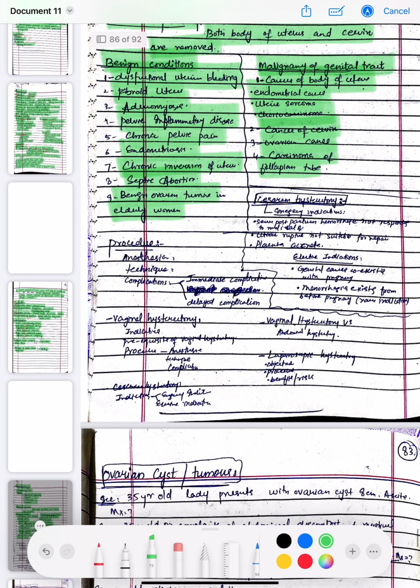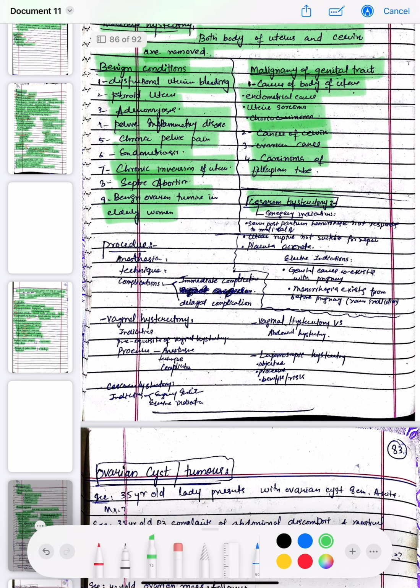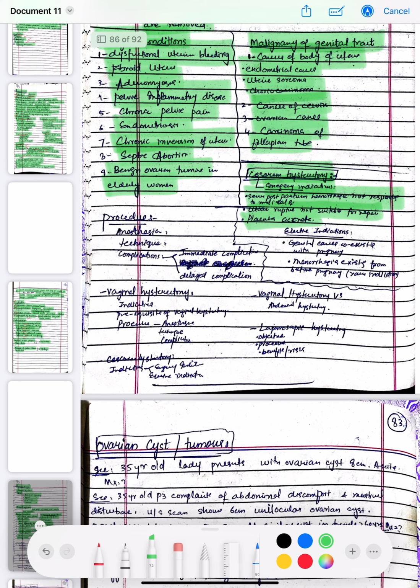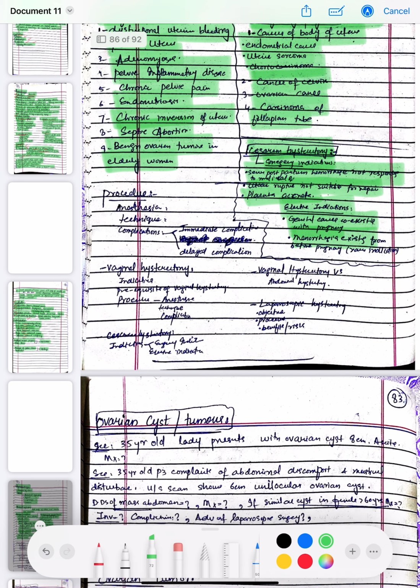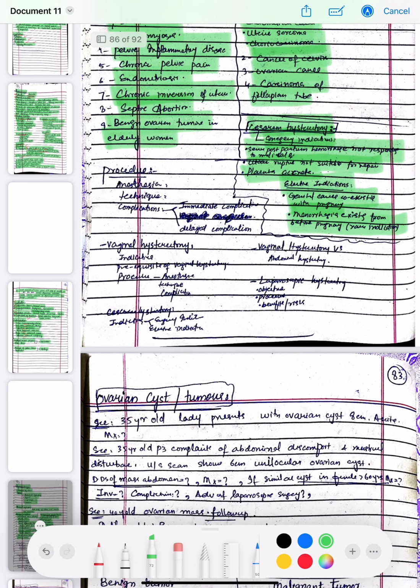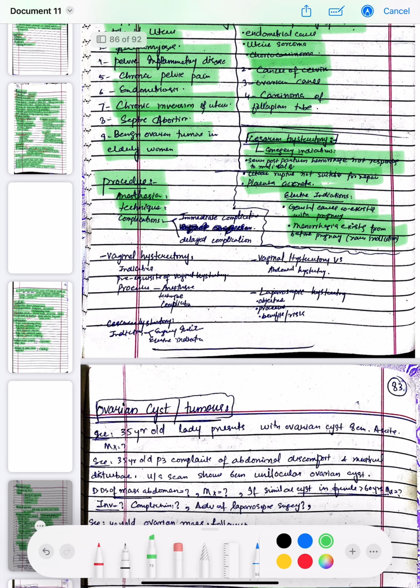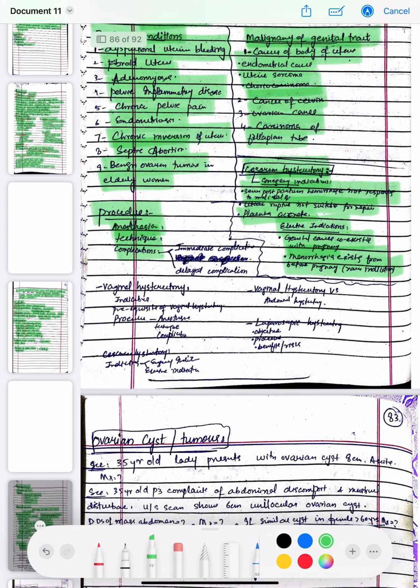Then the cesarean hysterectomy is done, and it is indicated in emergency, that is severe postpartum hemorrhage not responding to medical treatment, uterine rupture not suitable for repair, and placenta accreta. Then we have elective indications, which are genital causes coexisting with pregnancy, and menorrhagia existing from before pregnancy, which is a rare indication. The procedure is that first of all the anesthesia is given, then the technique and the complications. The technique and the complications are like those of laparoscopy; we have immediate complications and delayed complications in the hysterectomy.